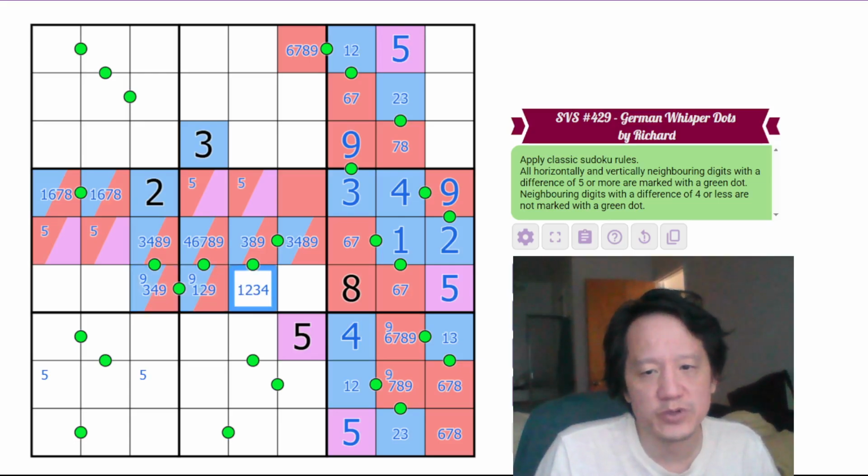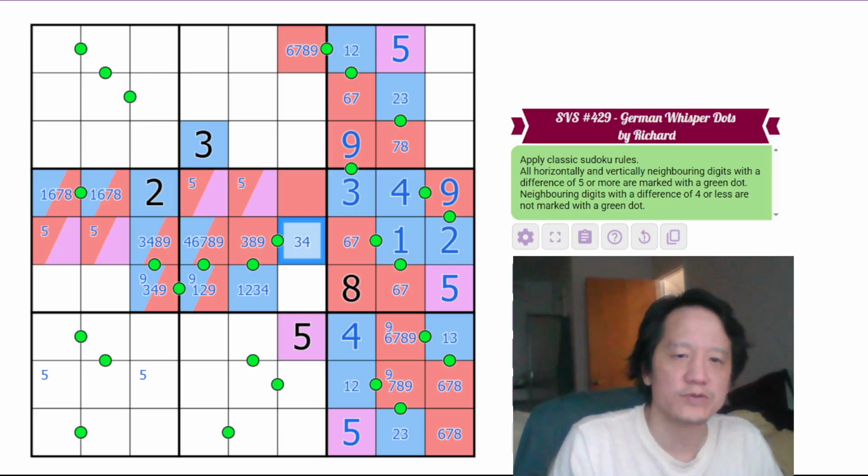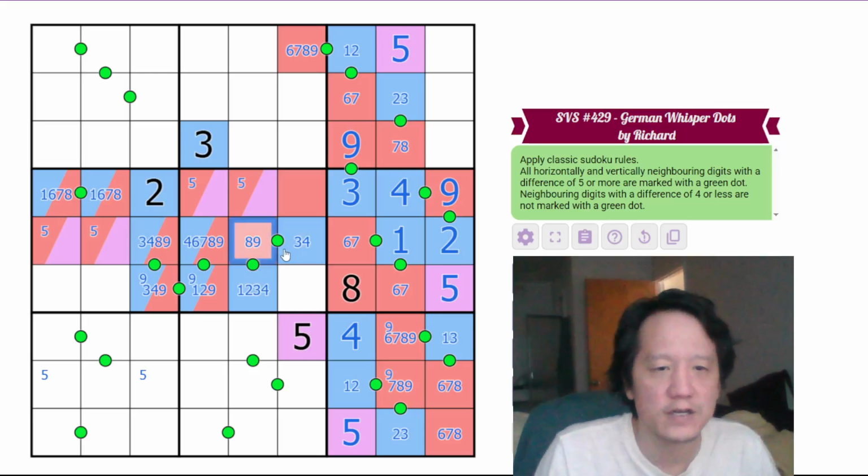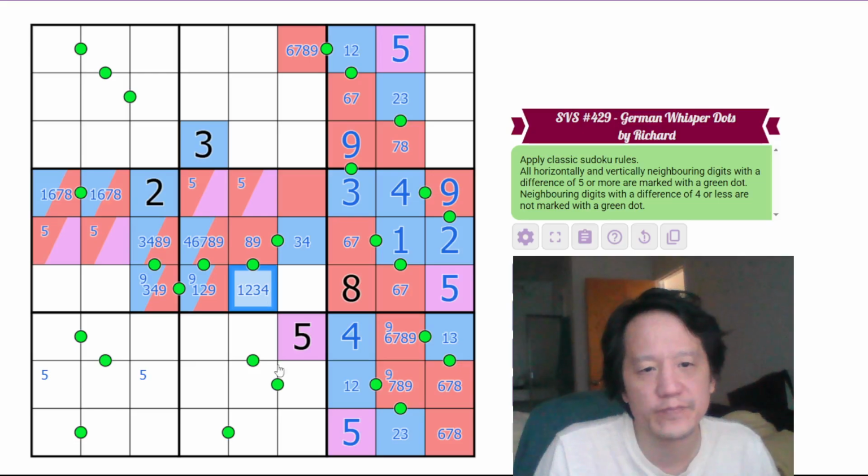So this has to be a low, which forces this not to be low. This is high, which forces this to be a low. So this is 3 or 4. This has to be 8 or 9, and this is 1 through 4 here. Okay.